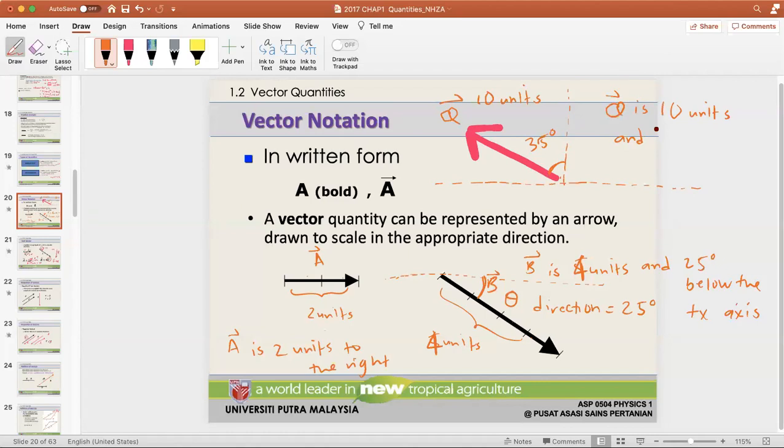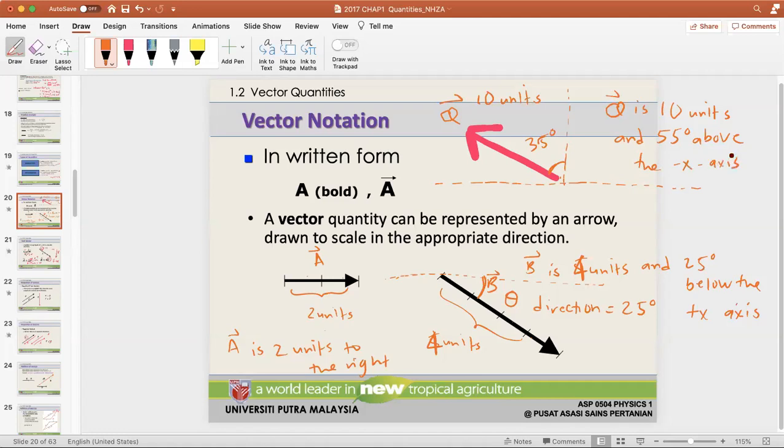55 degrees, sorry. Above the x-axis, or below the x-axis? Above the negative x-axis. Yes, now it's complete.